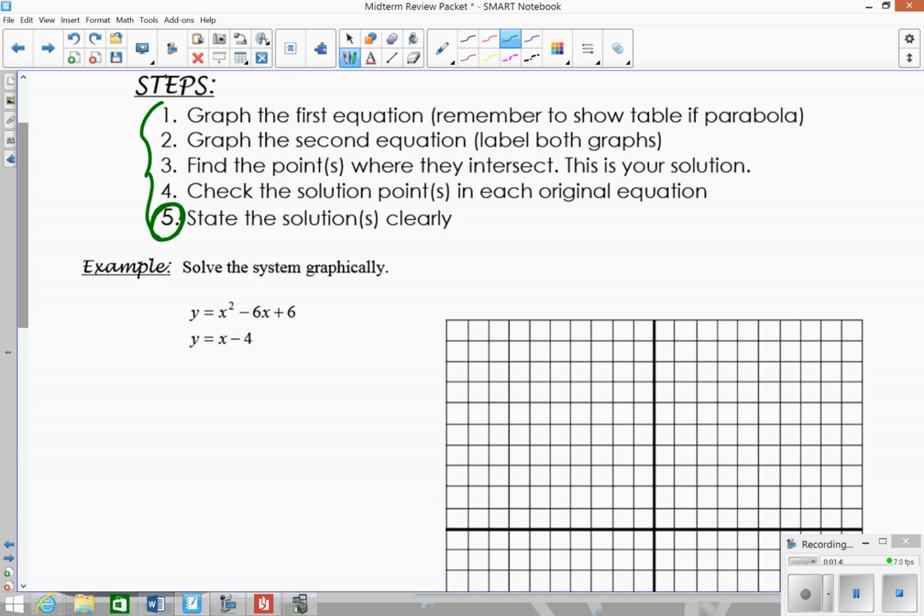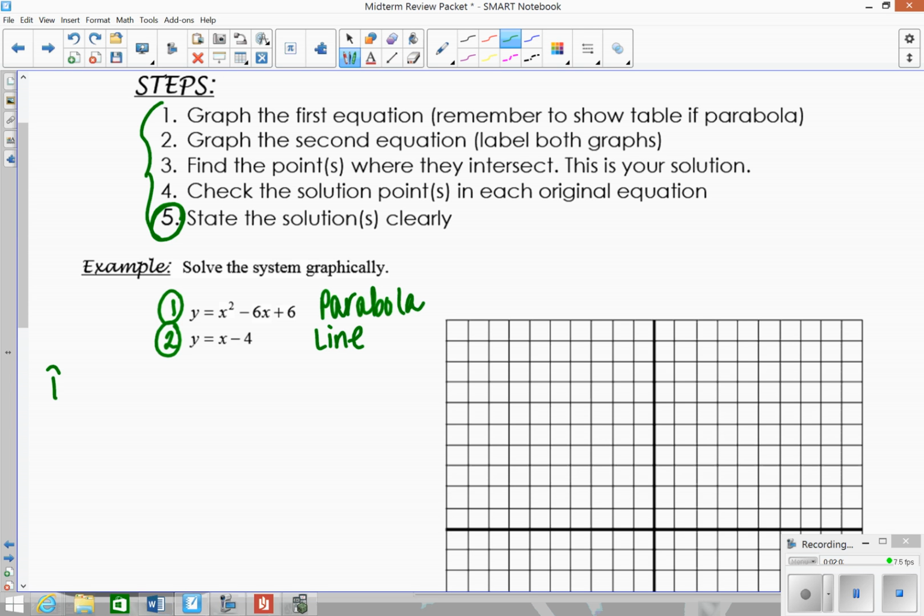So let's go ahead and do an example. The first thing I'm going to do is identify my two equations. The first equation here I know is going to be a parabola because it has an x squared in it. So since it's an x squared, it's going to be a parabola. Where the second one I know is going to be a line because it's just an x to the first.